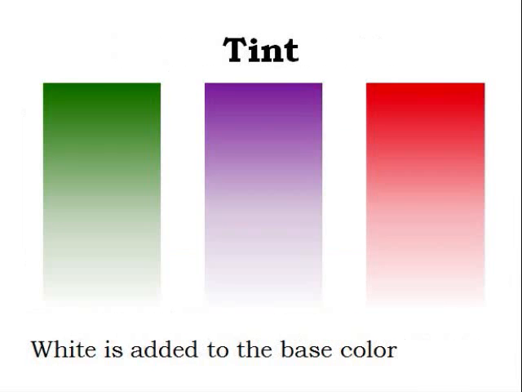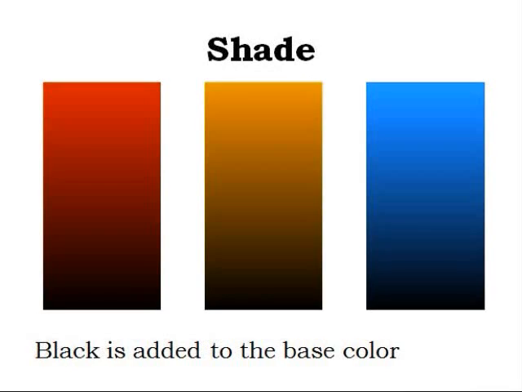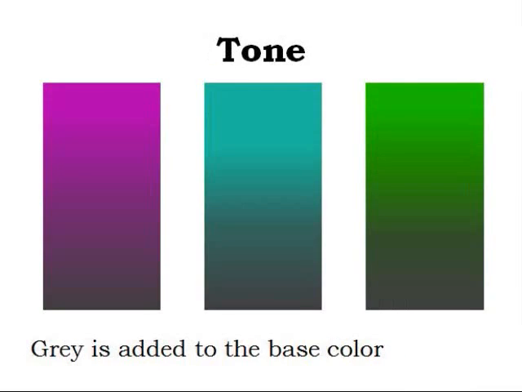A tint is classified as white being added to the base color. A shade is when you add black to the base color. Finally, a tone is adding gray to the base color.